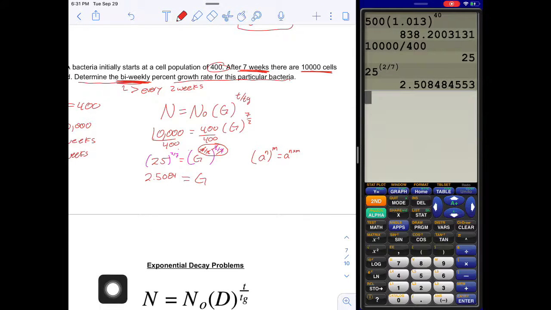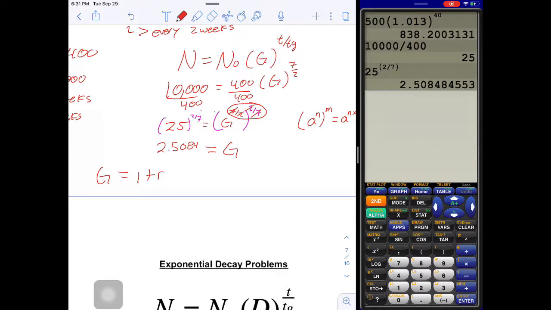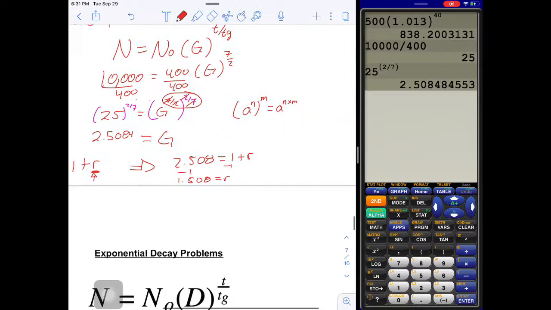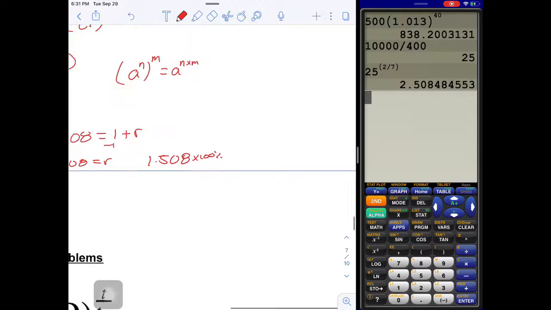Now, recognize this is the growth amount, but it wants us to find the growth rate or the percent growth rate. So how much are you growing every 2 weeks? In order to figure that out, remember that G equals 1 plus R, where R is the percent increase. So let's figure that out. 2.508 equals 1 plus R. So I'm going to subtract 1 and subtract 1. And I'm going to get 1.508 equals R. So this is the decimal, so I'm going to have to multiply this by 100 to get to a percent. So I'm going to take 1.508 and multiply by 100%.